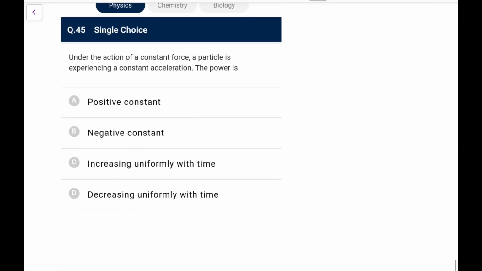Next one, last one. Under the action of a constant force, a particle experiences a constant acceleration. The power is, now power, you know, is F into V. F is constant but V is increasing. So it is definitely going to be, power is going to be increasing uniformly with time. So go for option C.